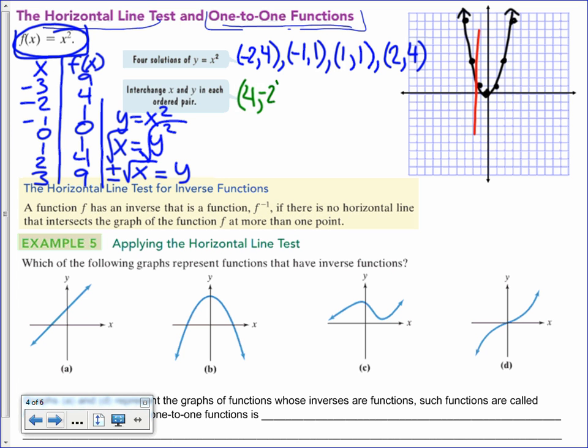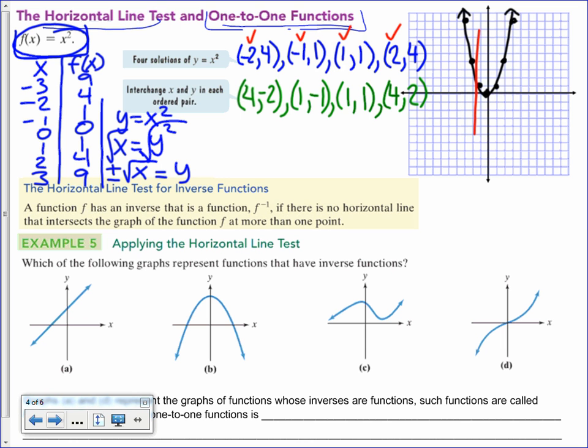4, -2, 1, -1, 1, 1, and finally 4, 2. Now, if we were just looking at the set of points, you guys know how to identify if it is a function, right? Forget about the vertical line test for a minute. We know that as long as the x value is related to only one y value, that is a function, right? In other words, the x does not repeat.